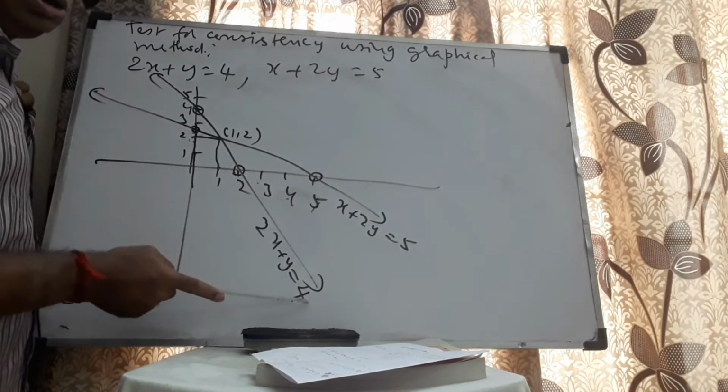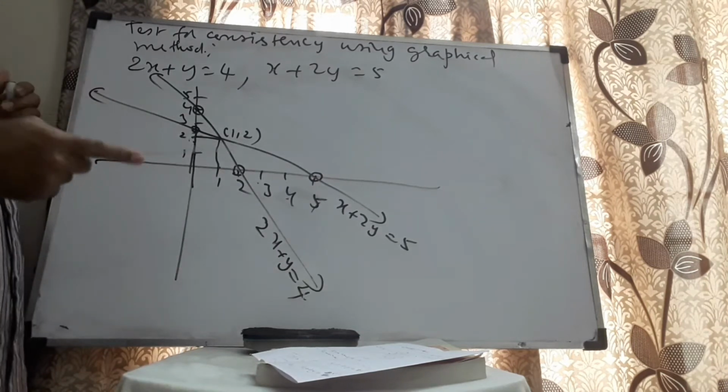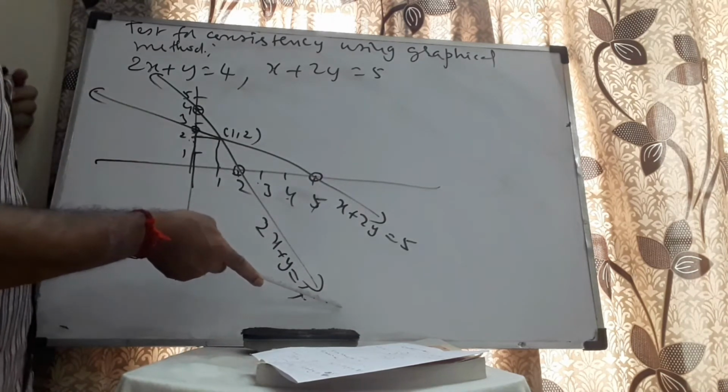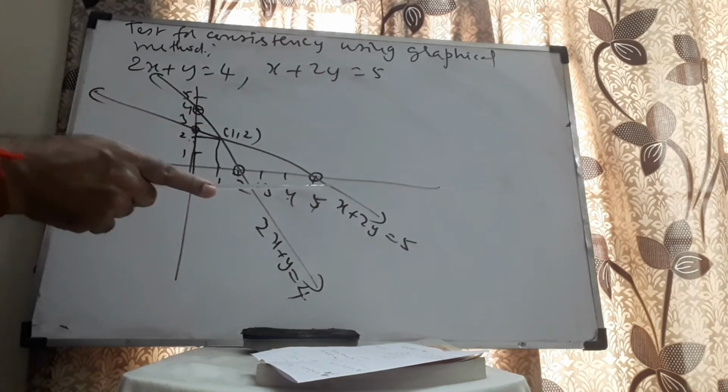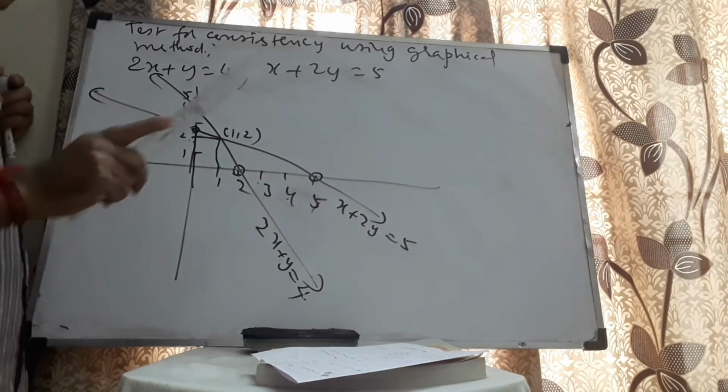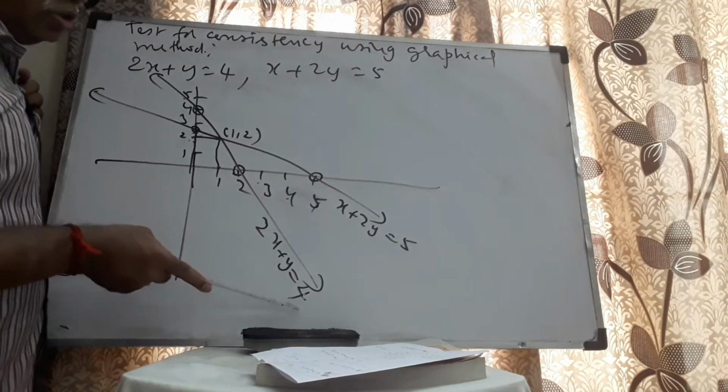the arrow mark here tells you it goes up to infinity at both ends. It's very important, don't stop over here. If it stops over here, it will be like a segment. It's not a segment, it's a straight line. Okay, 2x plus y is equal to 4.